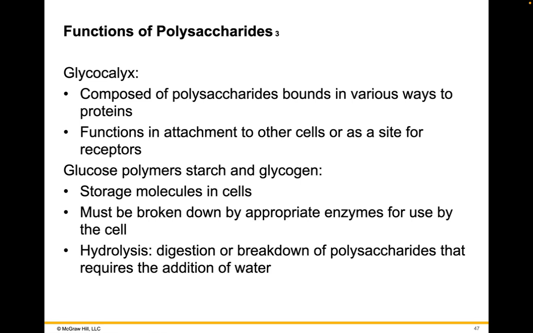Glycocalyx is a polysaccharide that is bound to some proteins, and we see this for cells to attach to other cells, and we see this in receptors on membranes. Now, starch and glycogen, which I already mentioned, are polymers of glucose, and we store those in cells. And so starch is stored in plant cells and glycogen is stored in animal cells. And these have to be broken down by enzymes in the cell and used for energy.